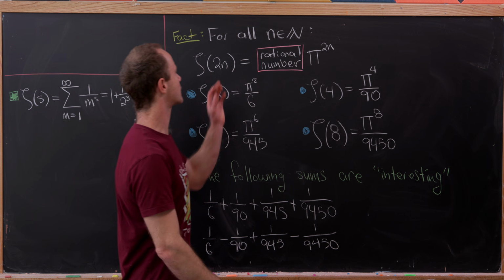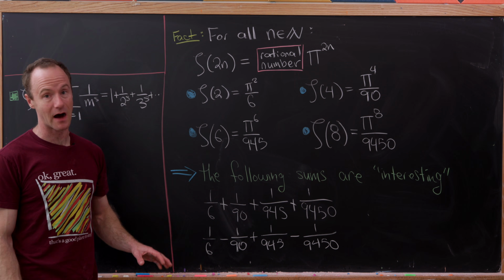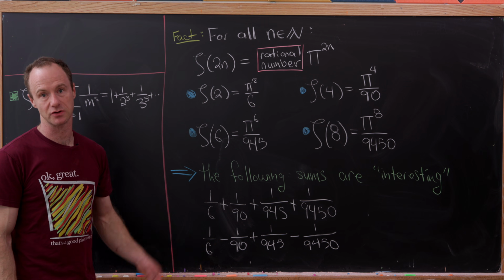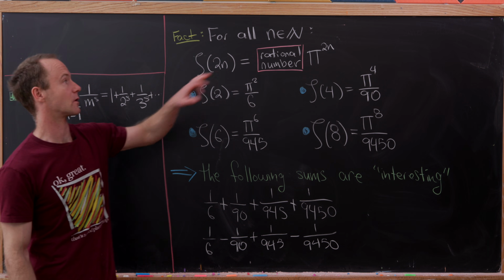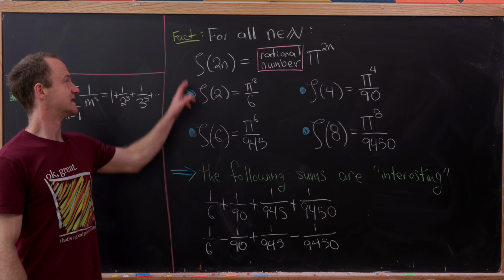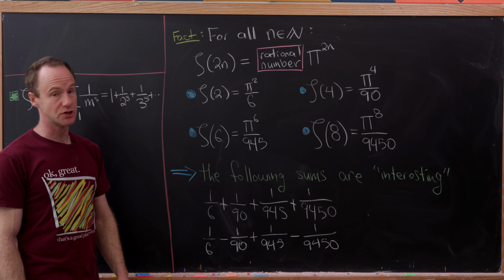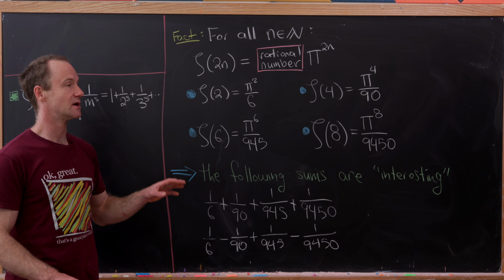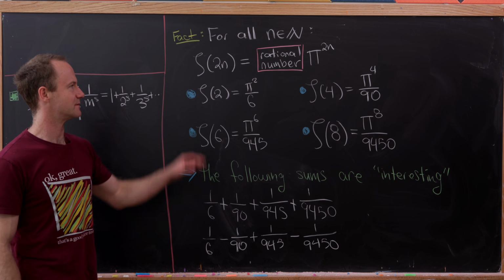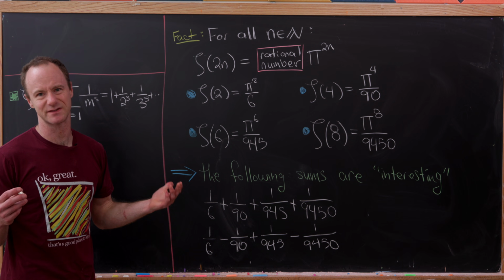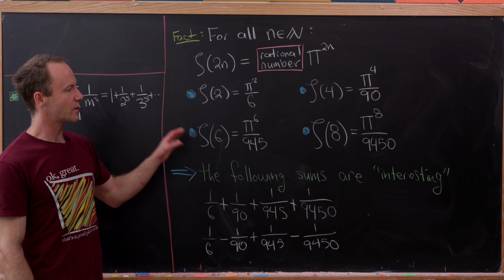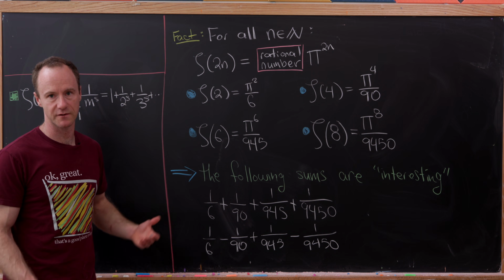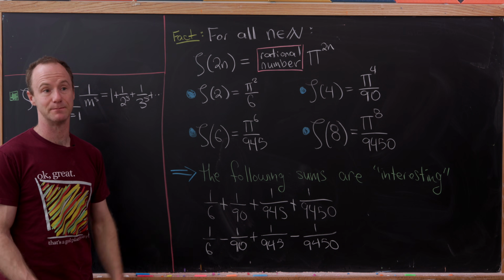Here's a really important fact about the Riemann zeta function at even natural numbers. For all natural numbers n, zeta evaluated at 2n is equal to a rational number times pi to the 2n. This is a really nice result. Here are a couple of examples of that. Zeta of 2 is pi squared over 6. That's in fact the famous Basel problem.